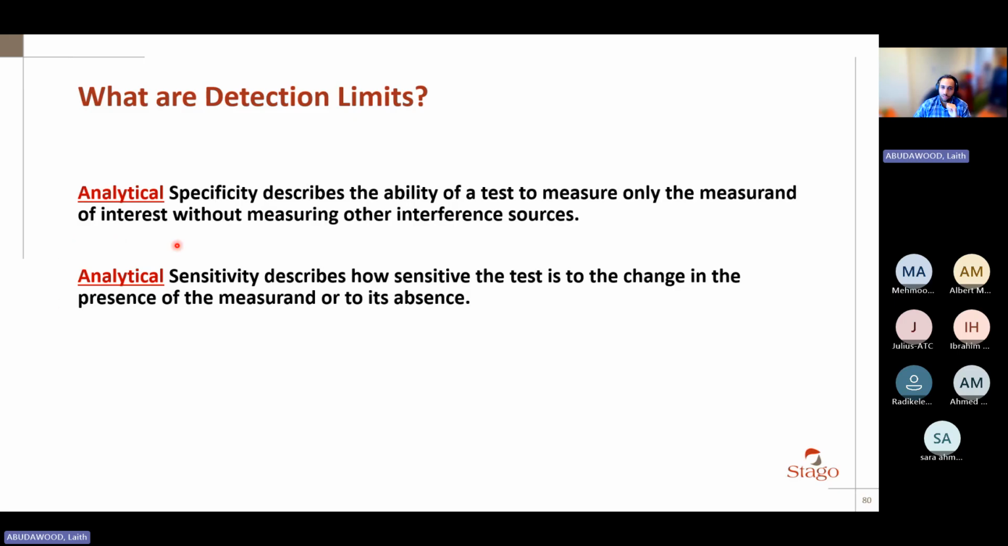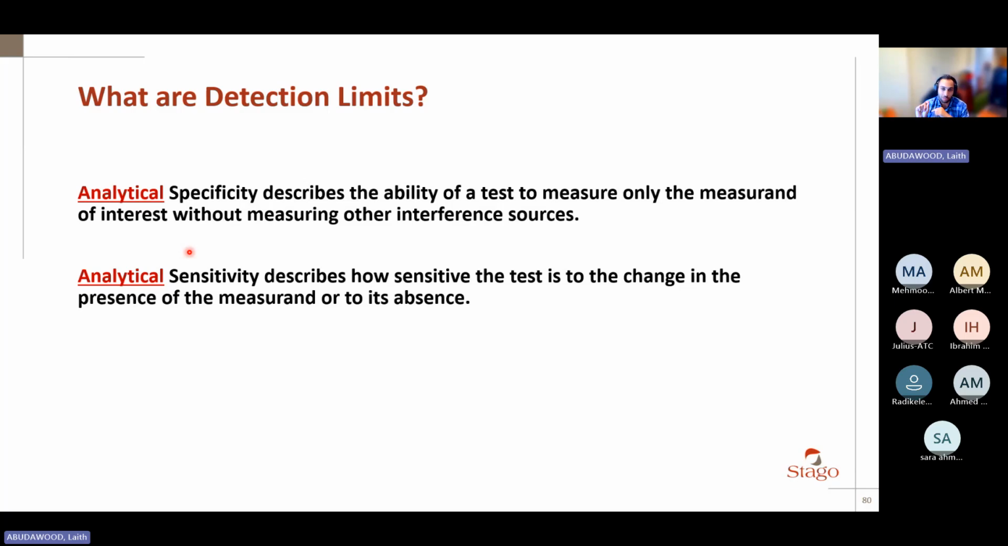Analytical specificity is the ability of a test to measure only one thing without measuring the interferences. Because, for example, when you work with plasma, you do not have only D dimer, you have albumin, you have a million other things. When we run a D dimer test, we want it to measure only D dimer. We don't want it to measure fibrinogen degradation products. We don't want it to measure factor eight. So the ability of the test to measure only the thing it is designed to measure is called analytical specificity.